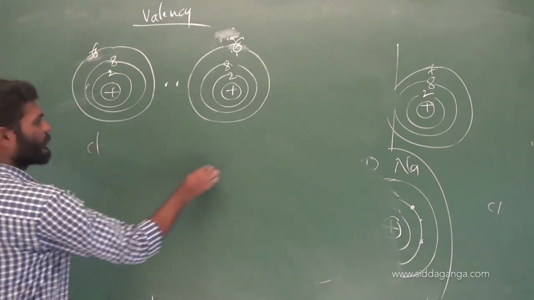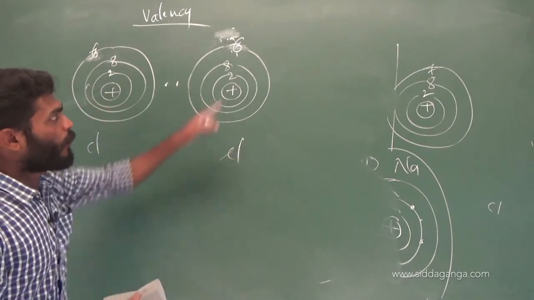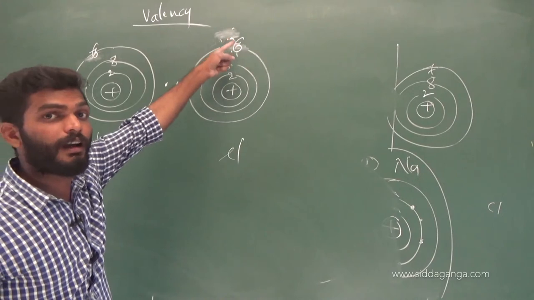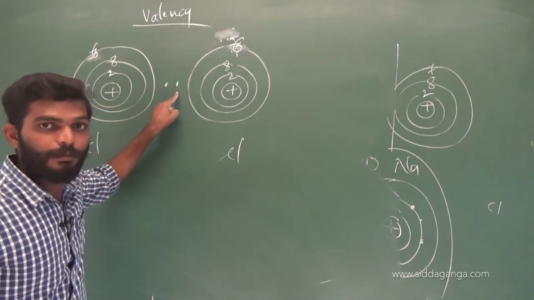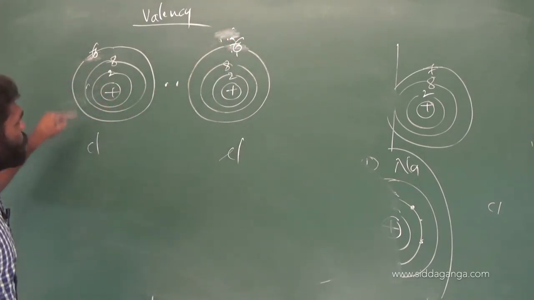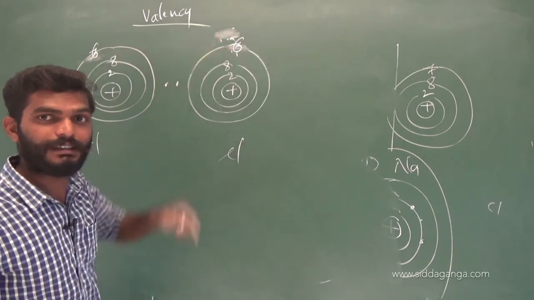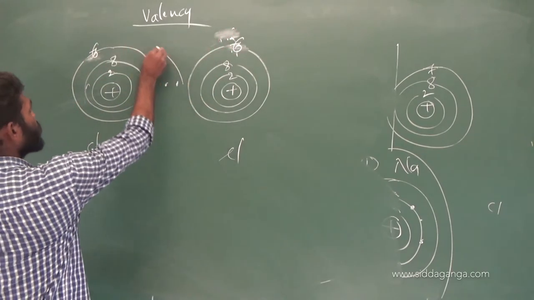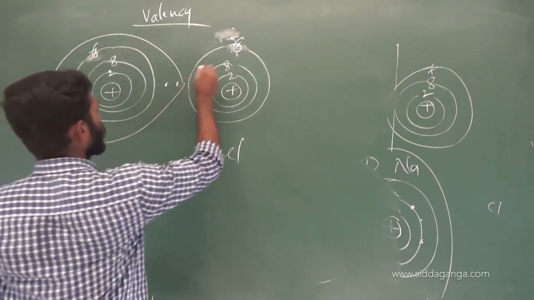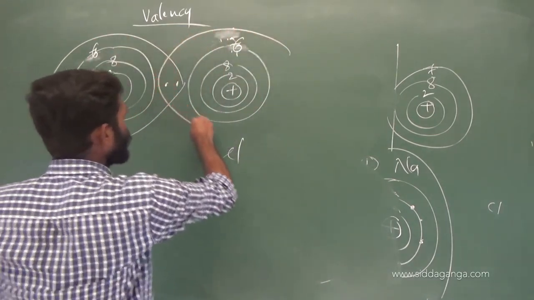So this is chlorine, this is also chlorine. One chlorine atom shared its 1 electron from the outermost shell to the middle place. This chlorine atom also shared 1 electron to the middle place, leaving 6 and 6 in the outermost shell. Now these 2 electrons belong to both chlorine atoms. They belong to both chlorines.